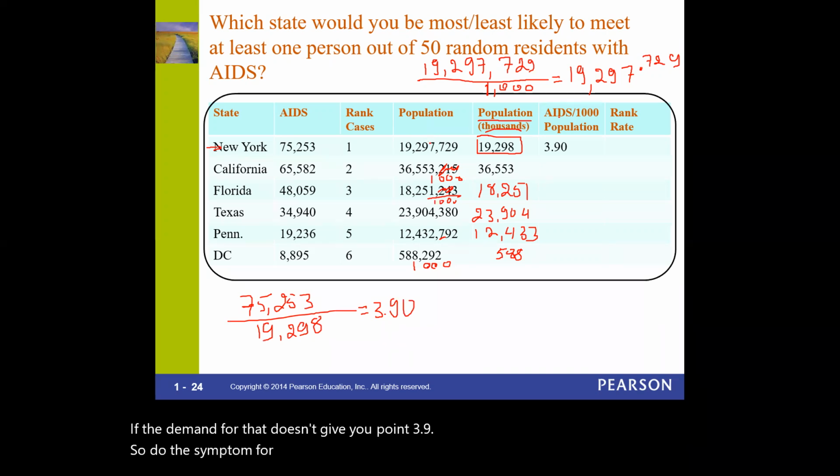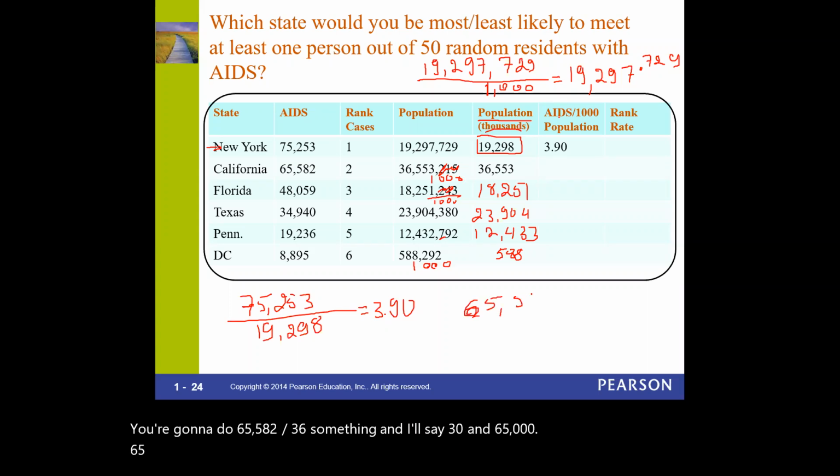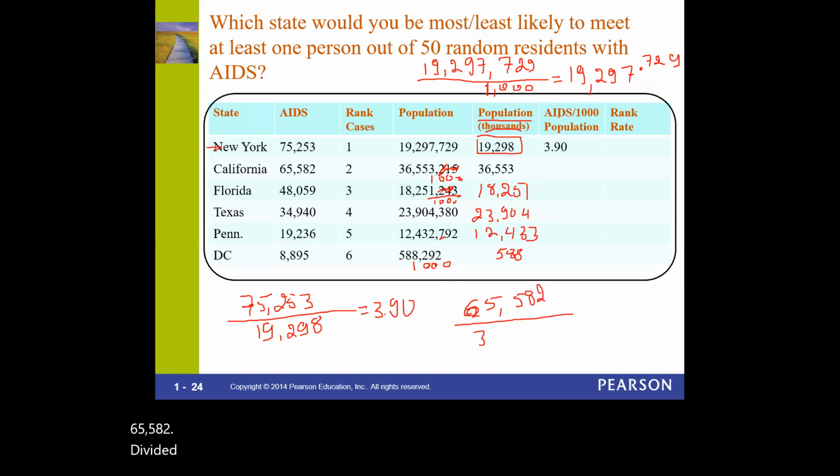You're going to do 36,000. You're going to do 65,582 divided by 36,553. Okay. And then you can do the math for that. Okay, and you do that for every one of them.